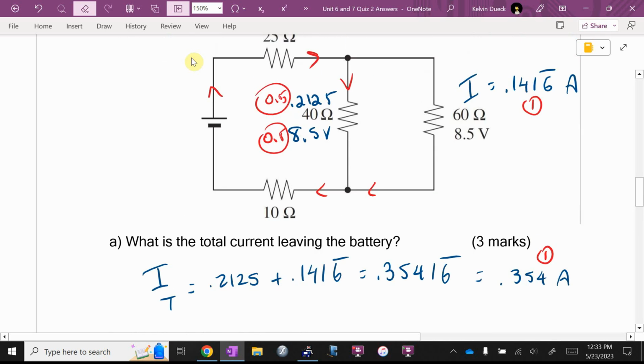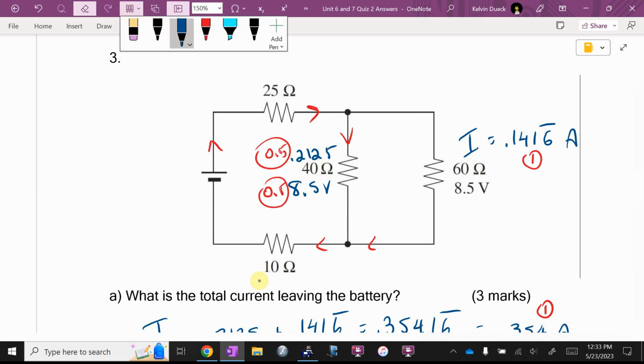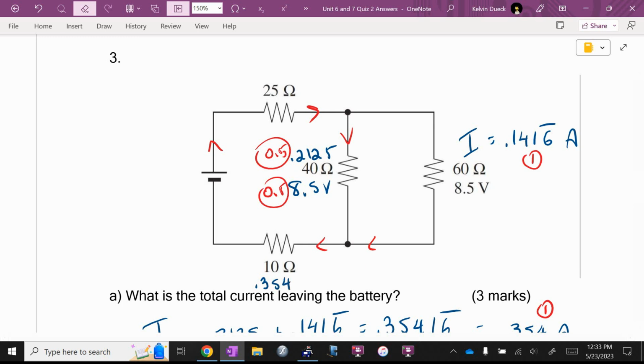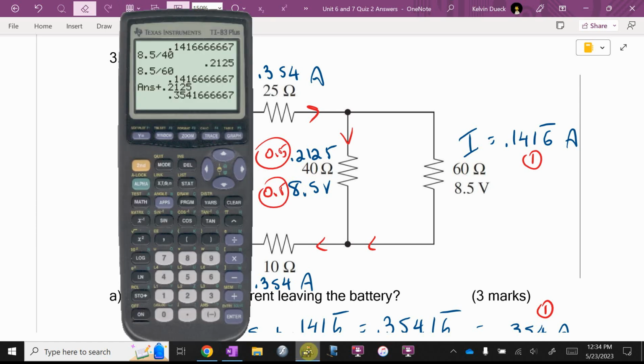Voltage of the battery. Well, okay. I now know that the current flowing through here is 0.354 amps. And I know the current flowing through here is 0.354 amps. I can now tell you the voltage. I know two things.